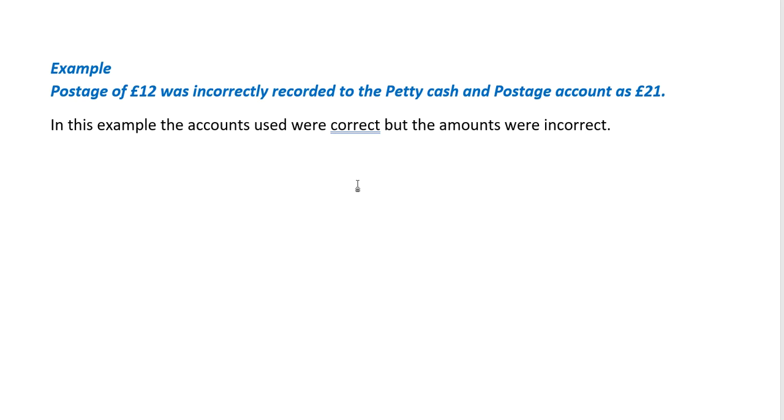Let's look at a different type of correction now. So, example, postage of £12 was incorrectly recorded to the petty cash and postage account as £21. So the accounts were correct, but the amounts were incorrect. We've transposed the 2 and the 1 the wrong way round.